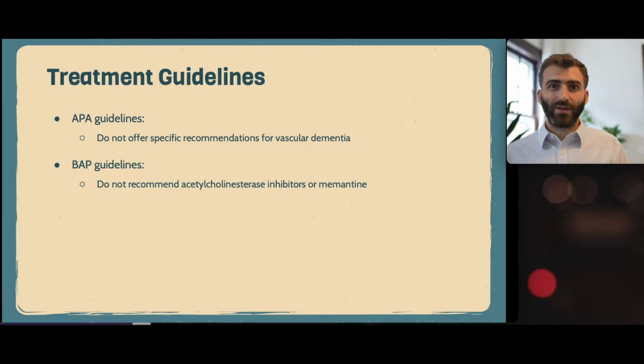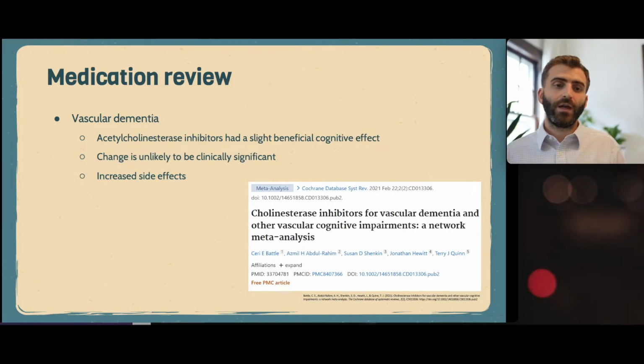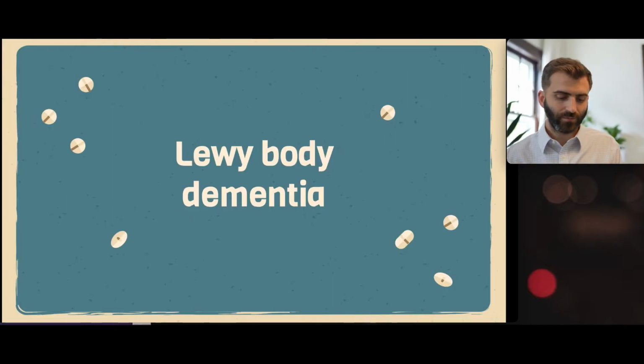Treatment guidelines, they don't really recommend medications for vascular dementias. The medications don't have great evidence to support that they help here. Here's a quick review of a trial that showed acetylcholinesterase inhibitors didn't really have a clinically significant benefit in vascular dementia, but did have increased side effects.